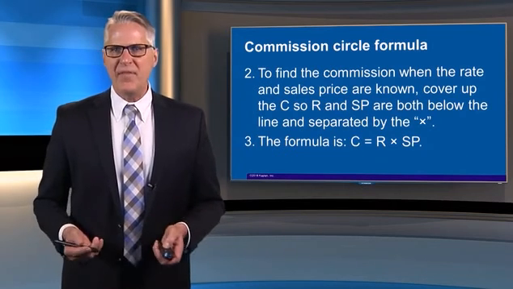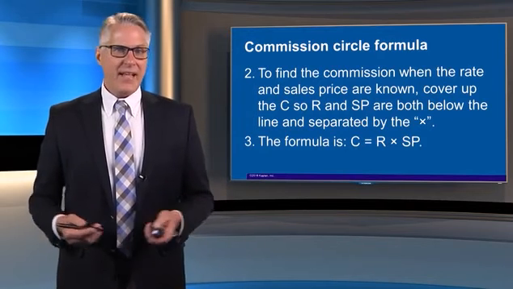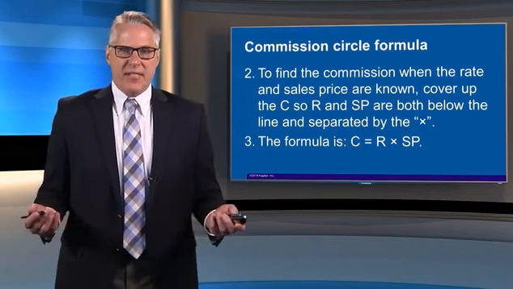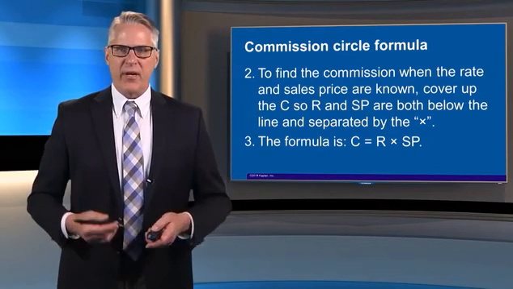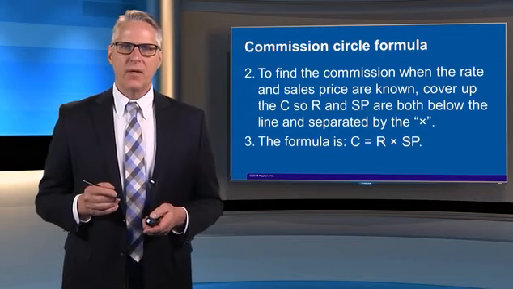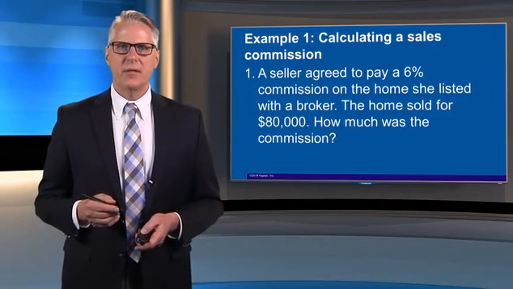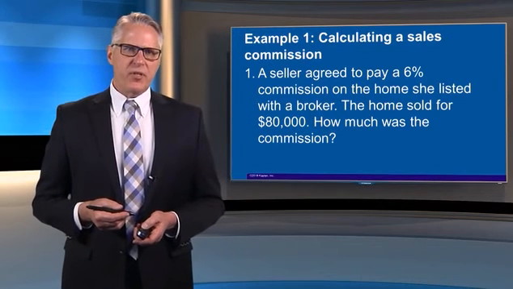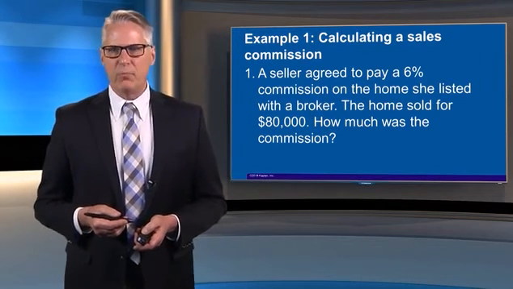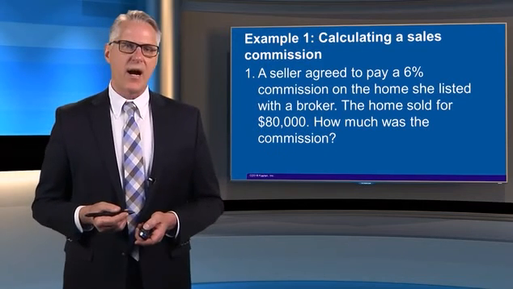To find the commission, when the rate and sales price are known, that's easy. You cover up the C for commission. So R and SP are both below the line and separated by the multiplication symbol. And the formula is going to be C equals the commission rate times the sales price. And there you have it. So let's say a seller agrees to pay 6% commission on a home she listed with a broker. The home sold for $80,000. How much was the commission?